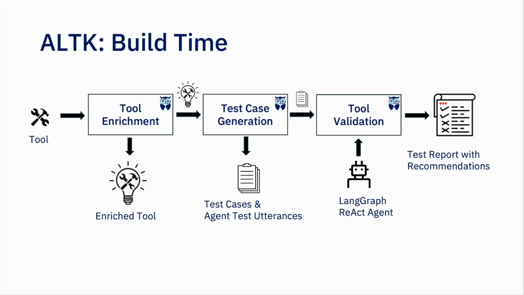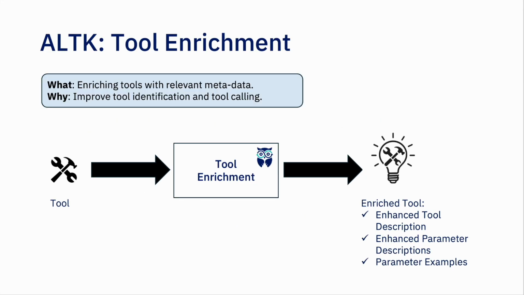We will now look at the overview and demo of each component. Tool enrichment component of ALTK enriches the tool docstring with enhanced tool description, parameter description and examples. It helps in improving tool identification and tool calling by the agents. Now, let us look at an example of a Python tool and how to enrich it using ALTK.